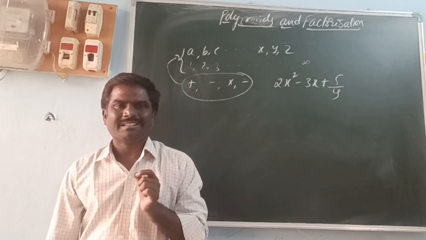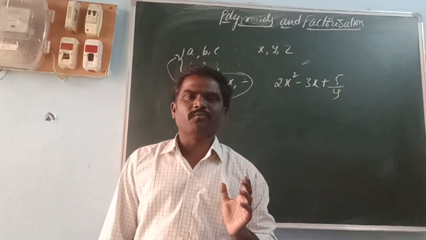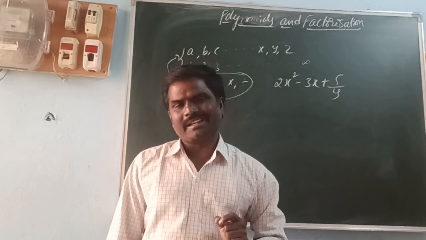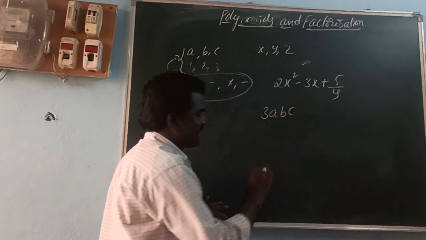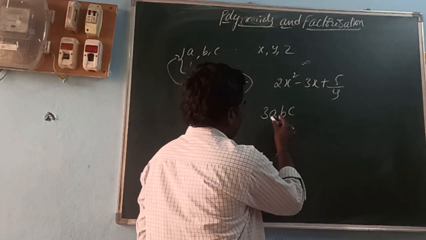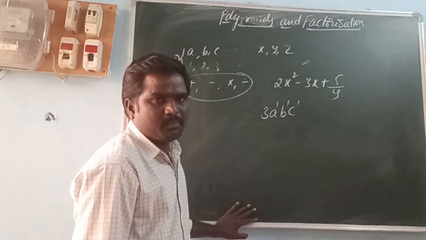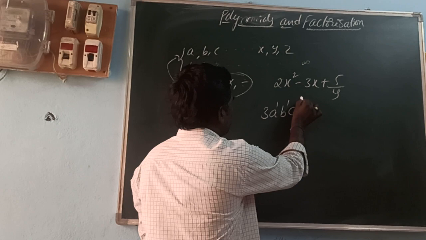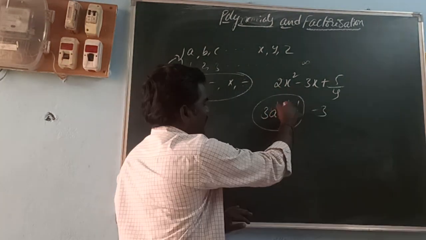Next, degree means what? The sum of powers of variables of a term in an algebraic expression is called degree. For example, 3abc. It is a term. How many variables are there? 3: a, b, c. A power is 1, b power is 1, c power is 1. The sum of powers of variables of a term is called degree. What is the degree of this term? 3, since 1 plus 1 plus 1 is 3.